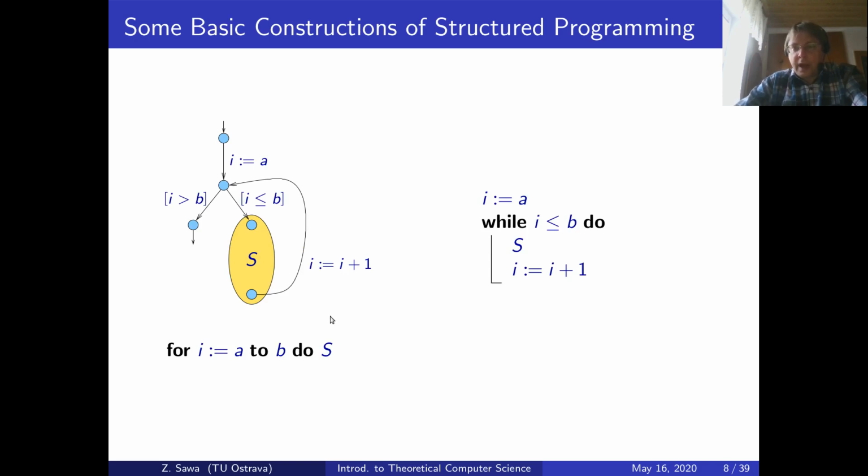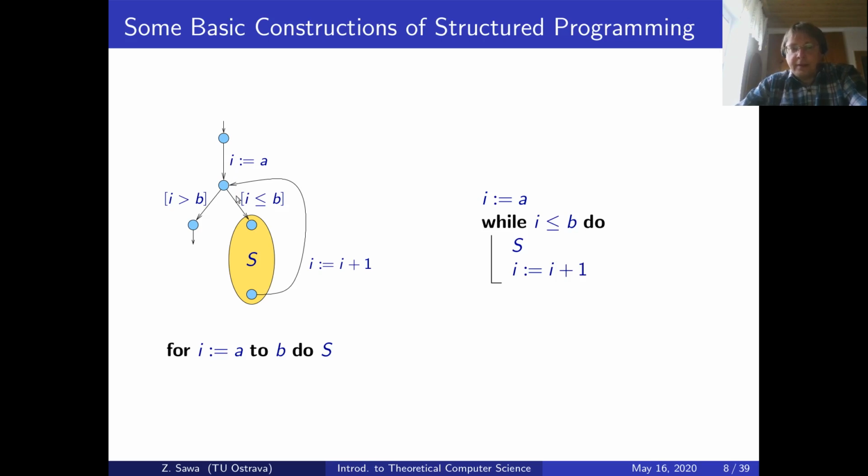Another kind of loop is the for loop, where we iterate over some values. Consider such a statement where I has values from A to B, and for each of these values the statement S is performed. So it can be decomposed into smaller instructions or smaller operations that are performed there.